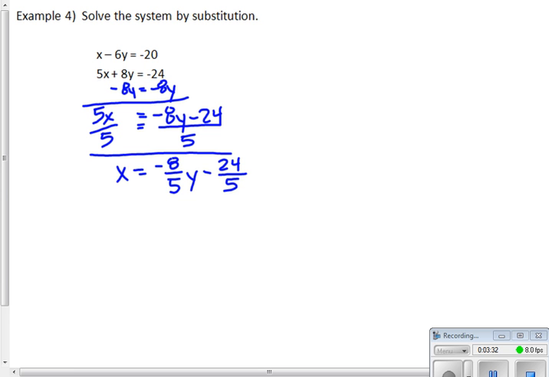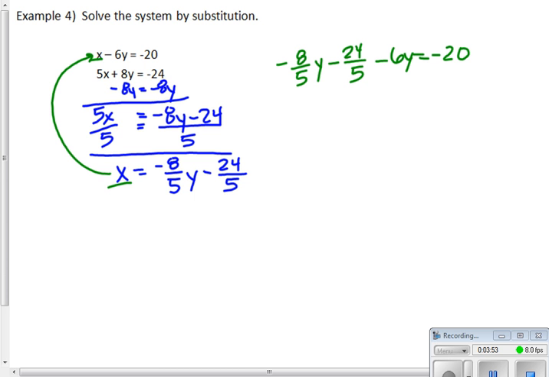Now that you have x by itself, you take that equation, go ahead, and substitute into that first equation. So in for x, here's x, here's x. We know x is equal to negative 8/5 y minus 24/5, minus 6y equals negative 20. Combine your like terms. Here's my like terms right there. When I add them together, I get negative 7 3/5 y. Negative 24/5 would drop down, equals negative 20.